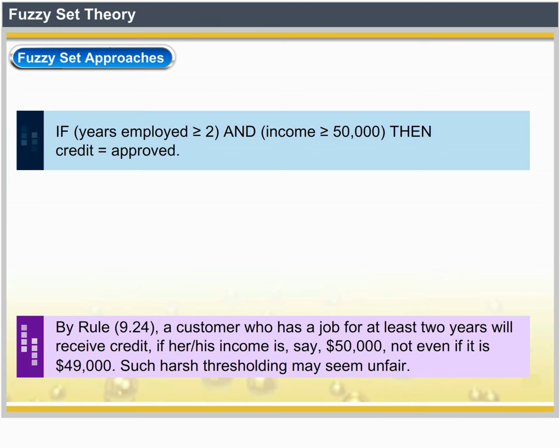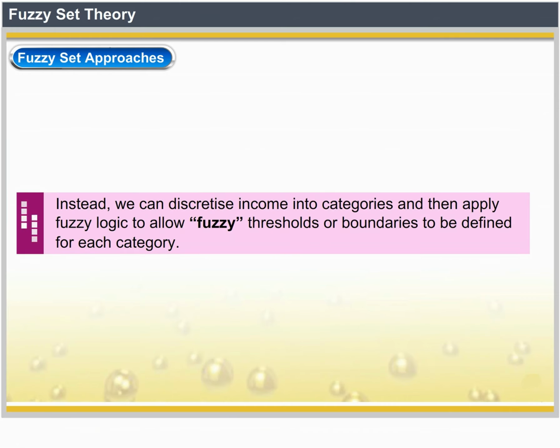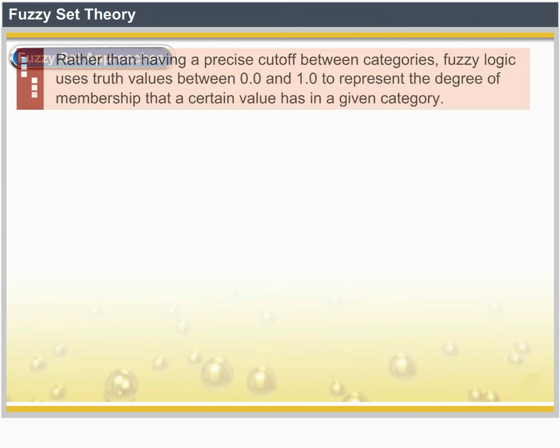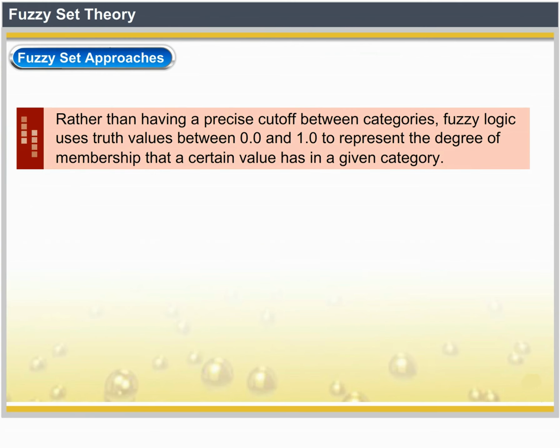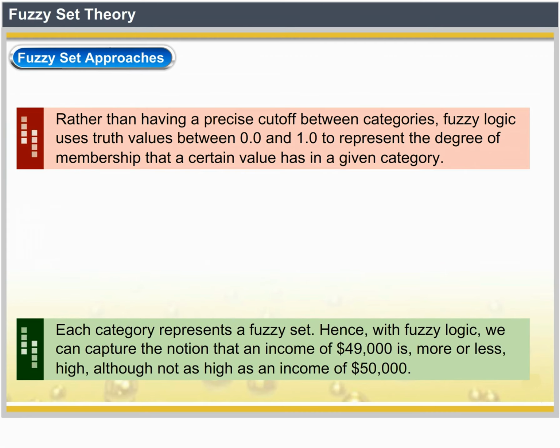Instead, we can discretize income into categories and then apply fuzzy logic to allow fuzzy thresholds or boundaries to be defined for each category. Rather than having a precise cutoff between categories, fuzzy logic uses truth values between 0.0 and 1.0 to represent the degree of membership that a certain value has in a given category. Each category then represents a fuzzy set. Hence, with fuzzy logic, we can capture the notion that an income of $49,000 is more or less high, although not as high as an income of $50,000.